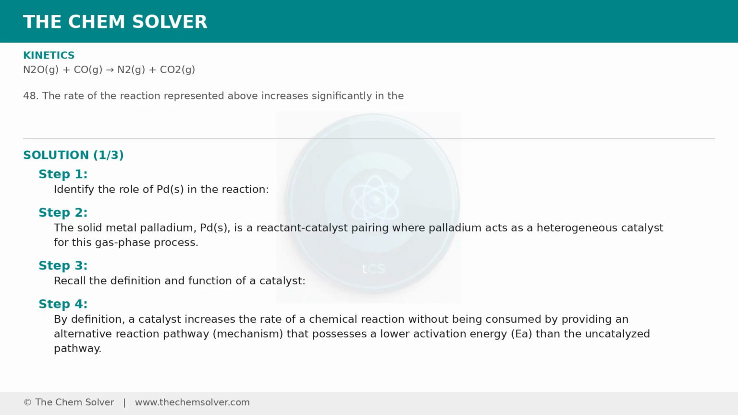Identify the role of Pd in the reaction. The solid metal palladium, Pd, is a reactant-catalyst pairing where palladium acts as a heterogeneous catalyst for this gas phase process. Recall the definition and function of a catalyst. By definition, a catalyst increases the rate of a chemical reaction without being consumed by providing an alternative reaction pathway mechanism that possesses a lower activation energy, Ea, than the uncatalyzed pathway.